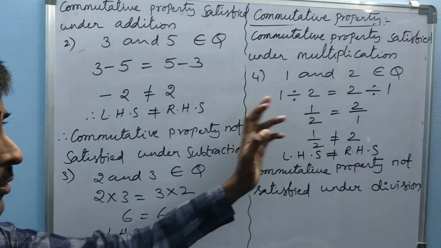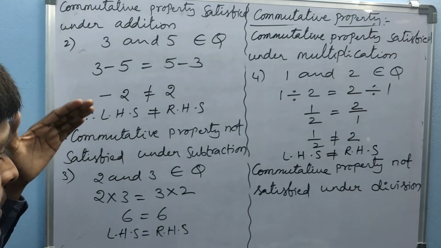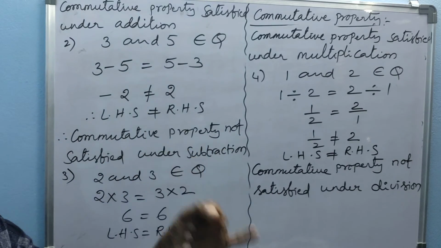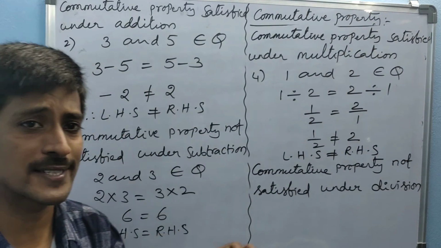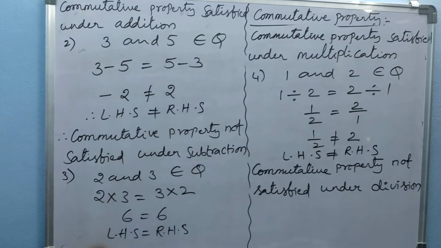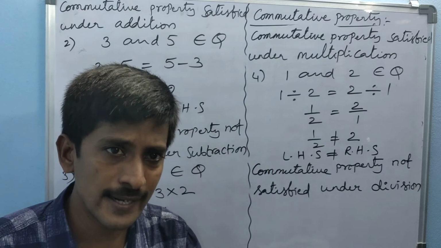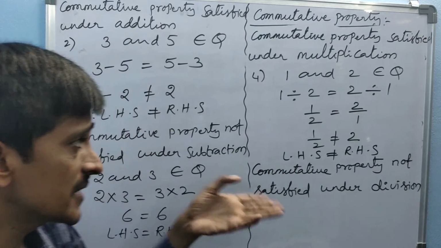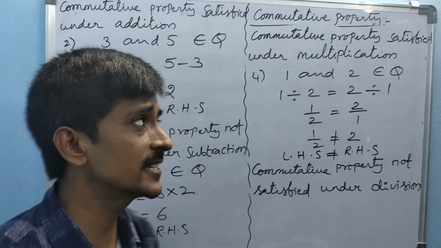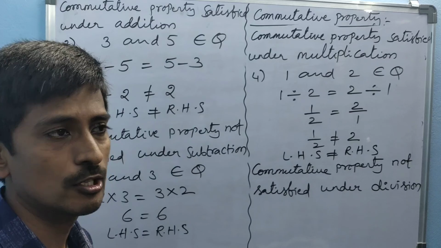These are the commutative property in addition, subtraction, multiplication and division. Closure property is satisfied for four fundamental operations: addition, subtraction, multiplication and division. But here commutative property is satisfied only in addition and multiplication, not satisfied in subtraction and division. This is the commutative property. This is also a very important property.